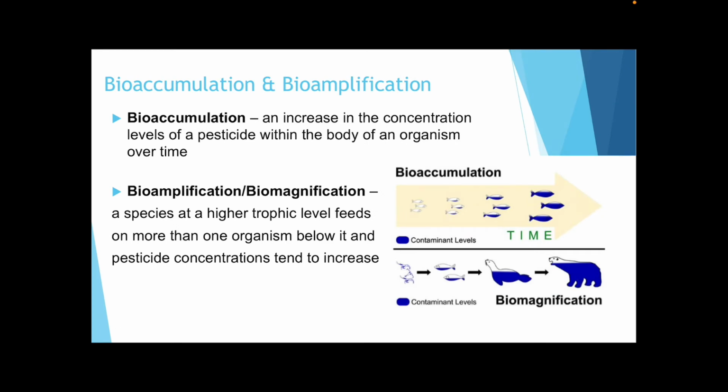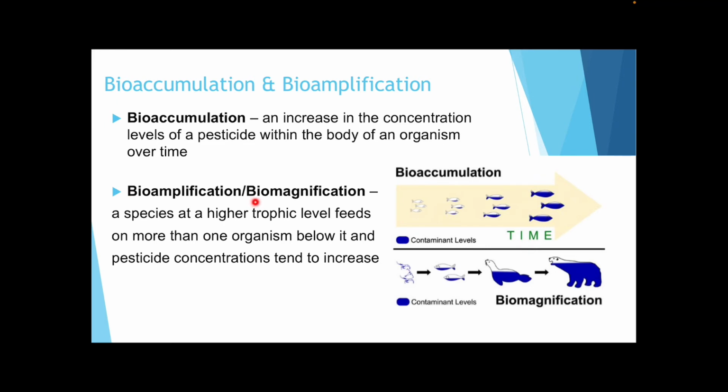Next, we will be looking at two important concepts known as bioaccumulation and bioamplification. They are different. So, bioaccumulation is an increase in the concentration levels of a pesticide within the body of an organism over time. So, as you can see, these fish start off with no contaminants in their system, but over time, the contamination grows as it accumulates in their system, and soon they're heavily contaminated.